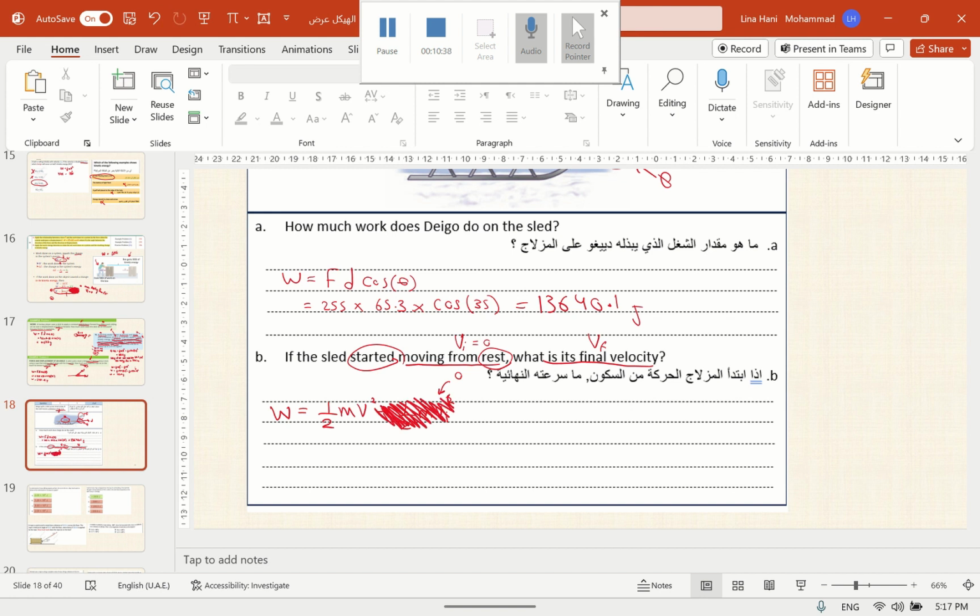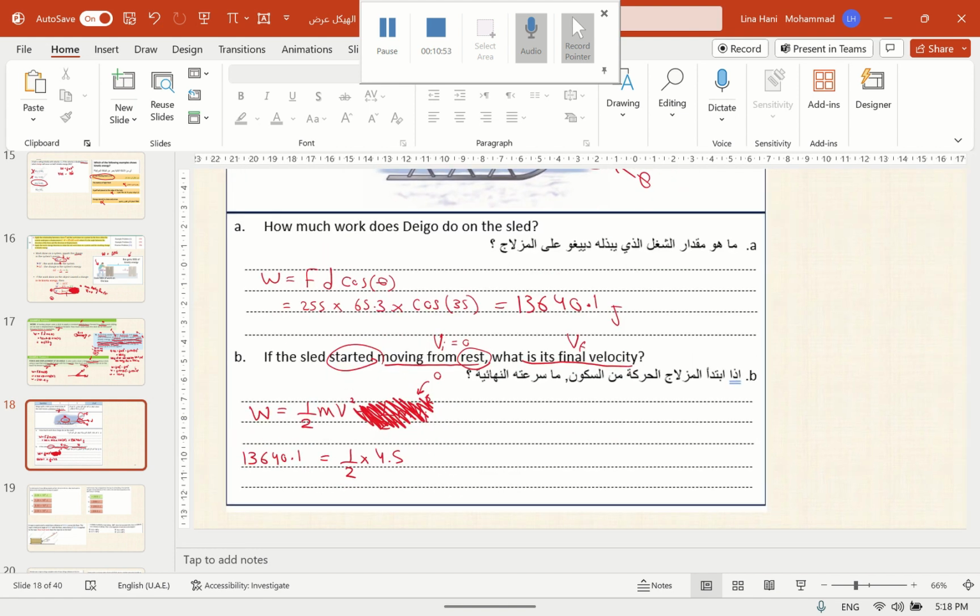Okay. Now the work we found in part A, 13,640.1 joules, equals half the mass, which is 4.5 as mentioned in the image, times the final velocity squared. Don't forget the square, please.